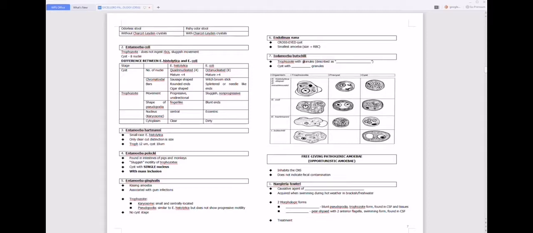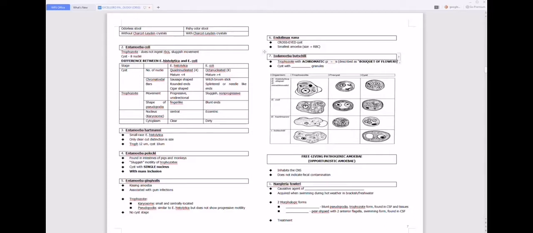So let's move on to Iodamoeba buchleii. So Iodamoeba buchleii has a trophozoite with achromatic granules. And it is described as a bouquet of flowers. Okay? Bouquet of flowers.